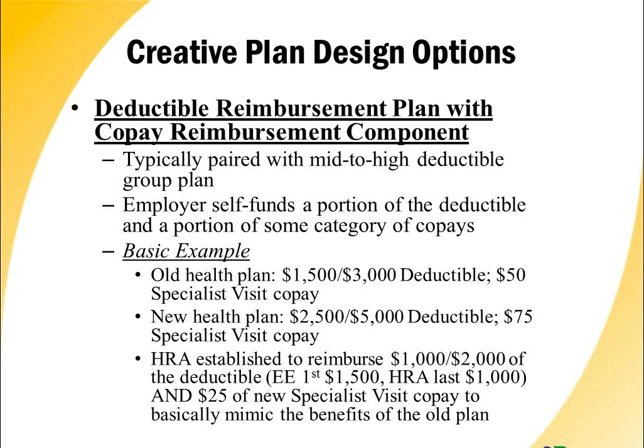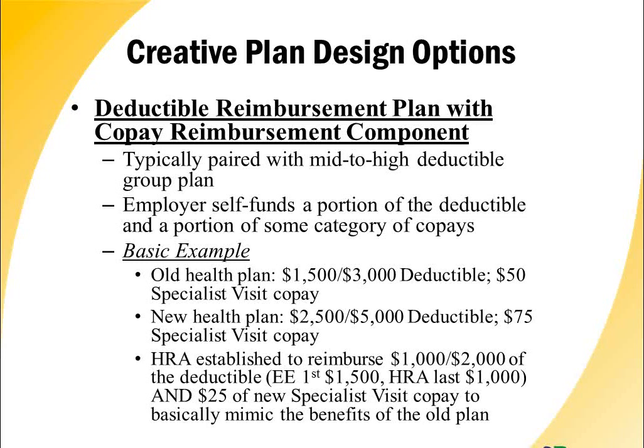So what the employer could do there, they could certainly go in and help the employee with that higher deductible, maybe reimburse the last $1,000, $2,000 of that deductible, where the employee is responsible for the first $1,500, HRA reimburses the last $1,000. And then they could even set up a component where, hey, employee, we're going to reimburse you $25 of that new $75 specialist visit copay to get you back down to the old $50 copay amount.